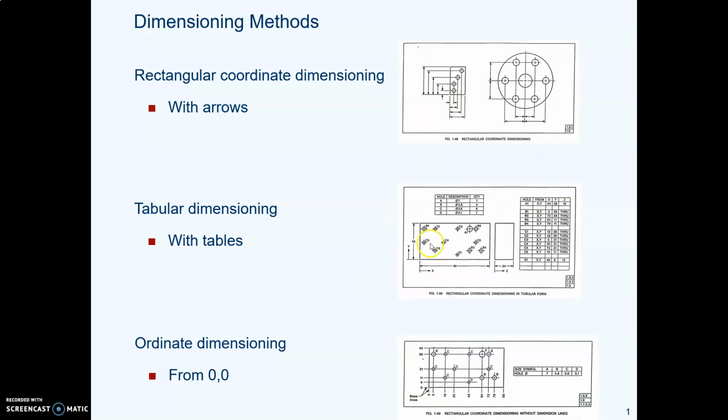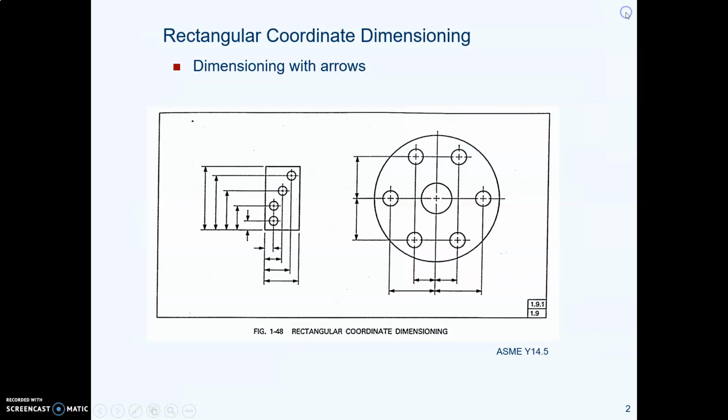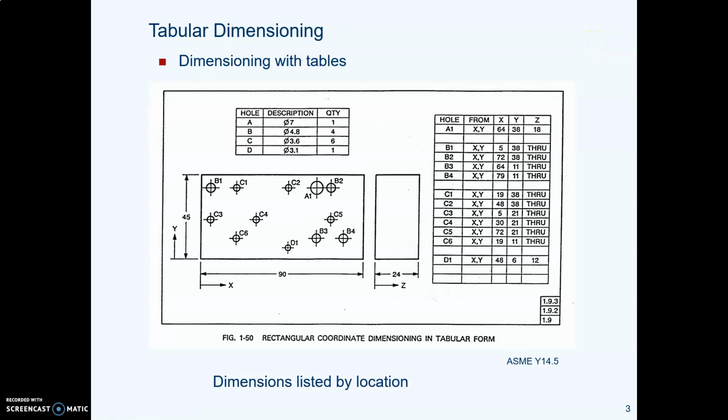In this set of slides, we'll look at tables very briefly, and then in the next set of slides, we'll look at something called ordinate dimensioning. So here's rectangular coordinate dimensioning, according to ASME. Here is tabular dimensioning. That's the adjectival form of table, so table dimensioning.